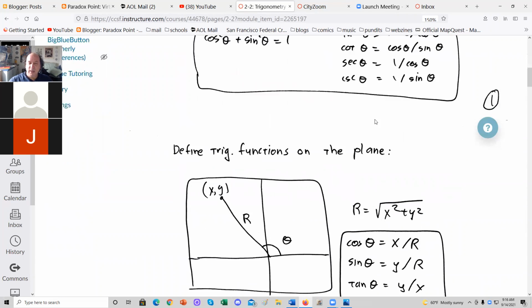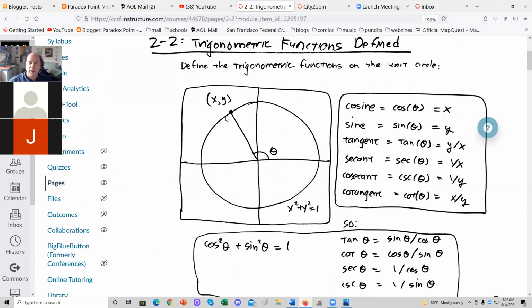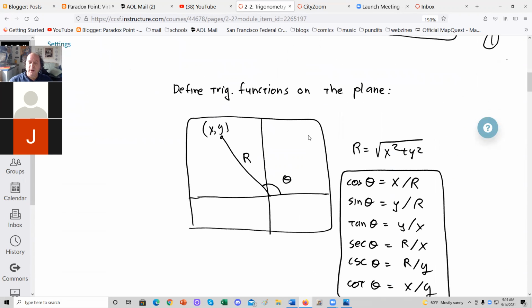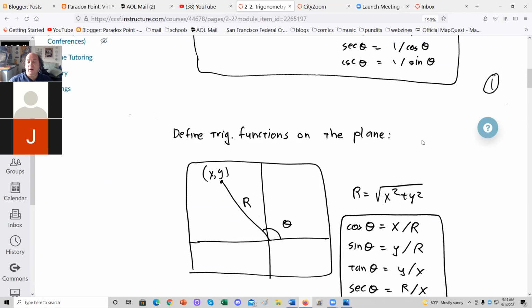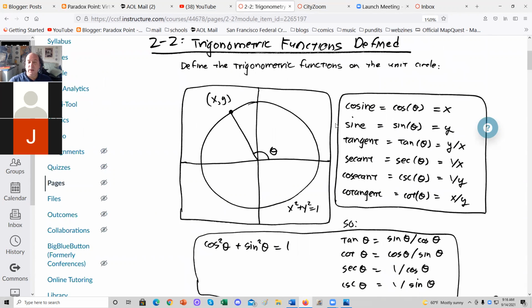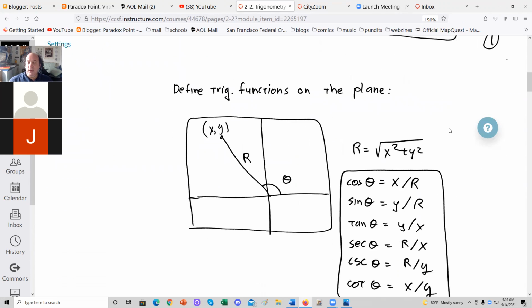All right, now, this is defining trig functions on the unit circle. Similarly, we can define them on the plane. So here we have an angle theta from the positive x-axis, a ray of length r this time, to the point (x, y). Now, r by Pythagoras is the square root of x squared plus y squared. And when r is 1, we get the earlier definitions. Cosine is x over r, sine is y over r.